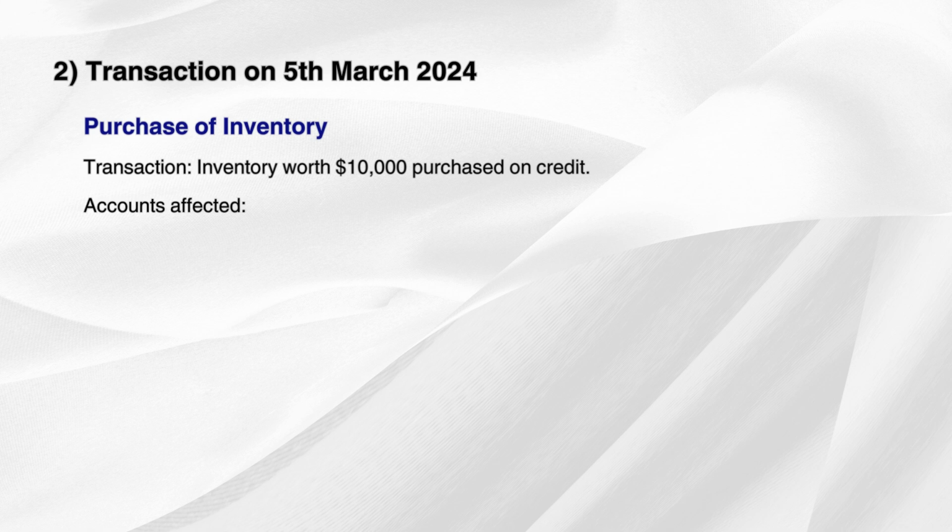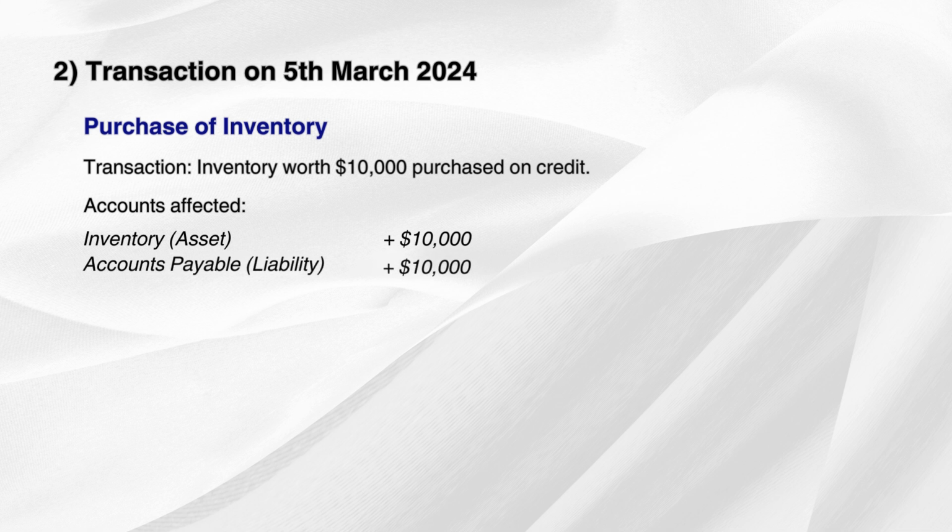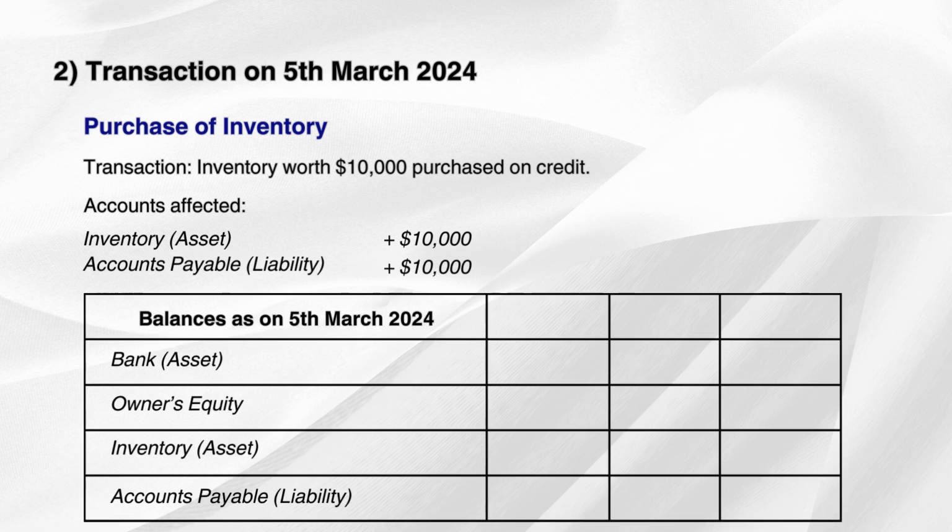Next, on 5th March 2024, assume the transaction: inventory worth $10,000 purchased on credit. As inventory is purchased, it will increase by $10,000. As the purchase is done on credit, the supplier's account will be credited, which means the accounts payable will increase by $10,000. The chart given here shows the opening balances, changes due to the current transaction, and the closing balances.